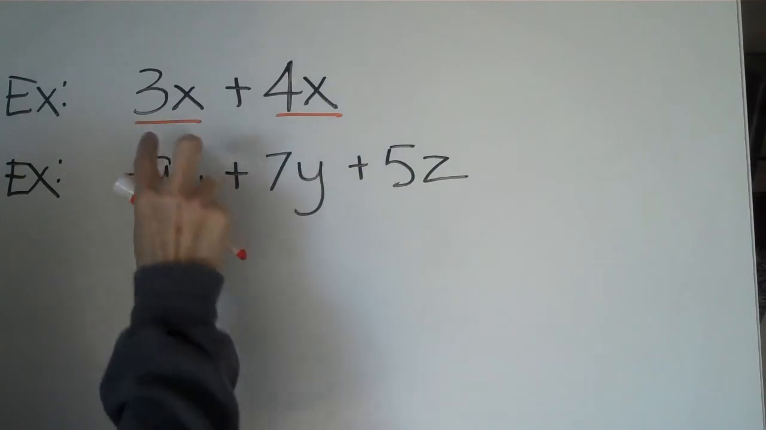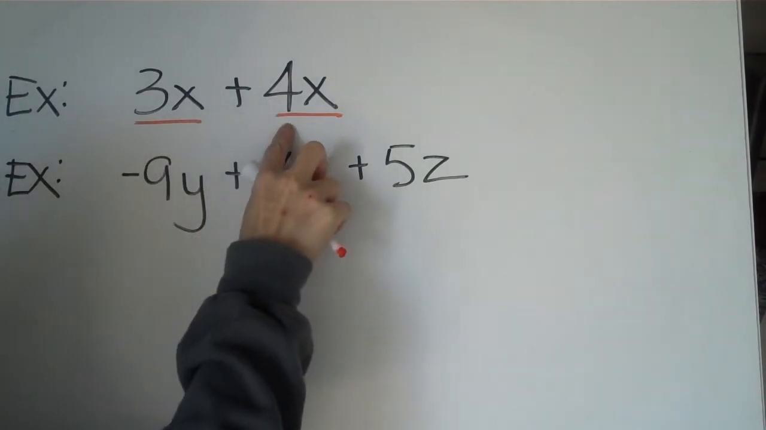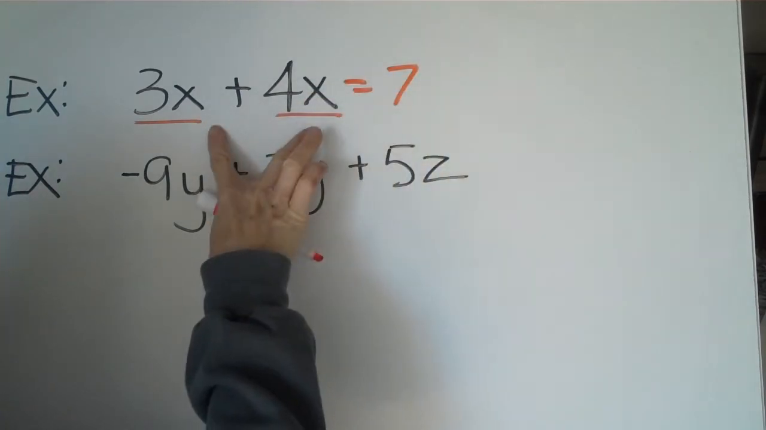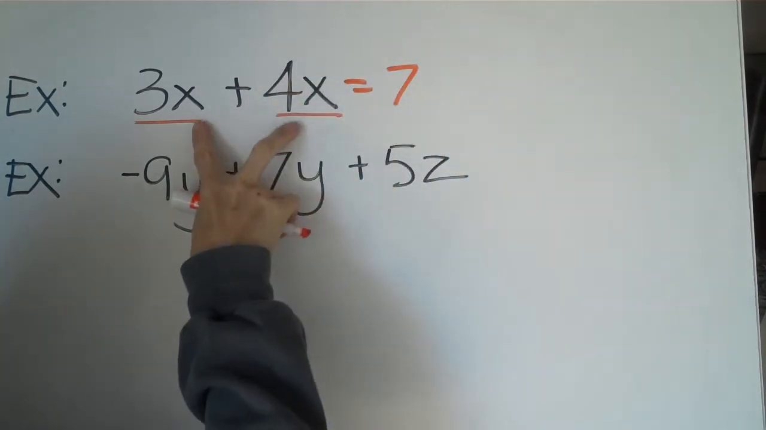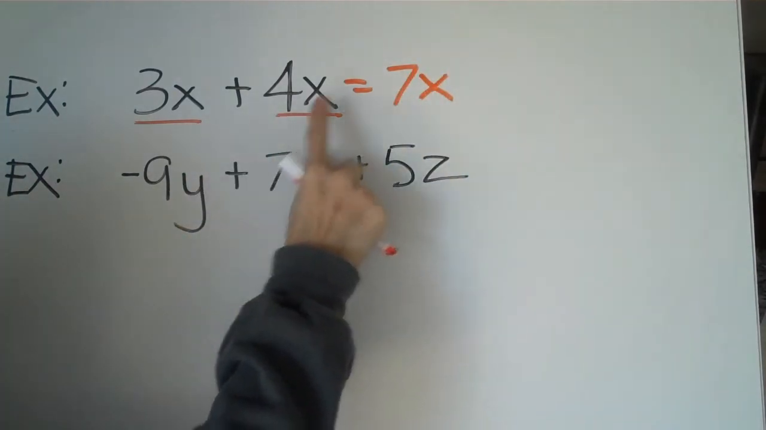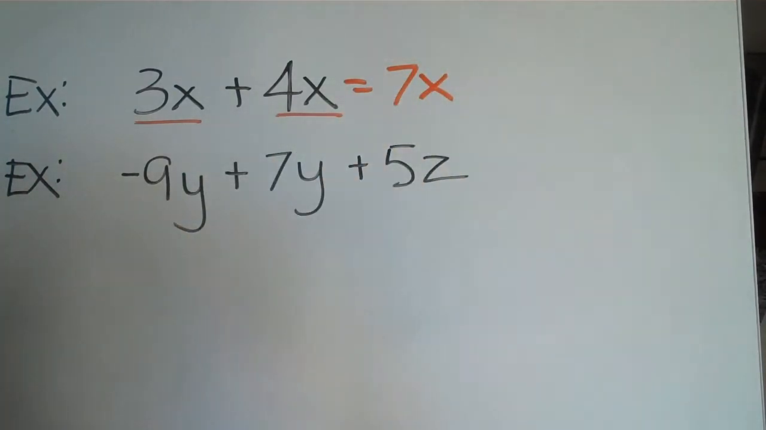Simply, all you do is say 3x plus 4x, 3 plus 4 equals 7. The x doesn't change, you just keep that variable. So 3x plus 4x equals 7x. Okay, so pretty straightforward and simple.